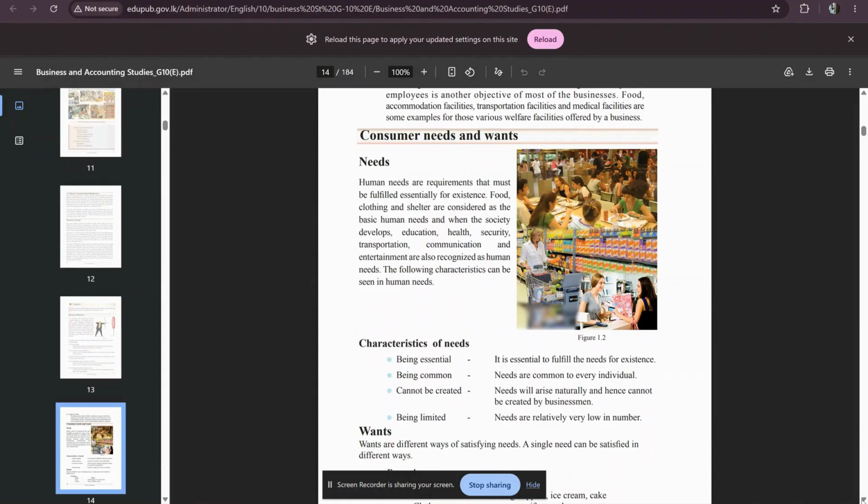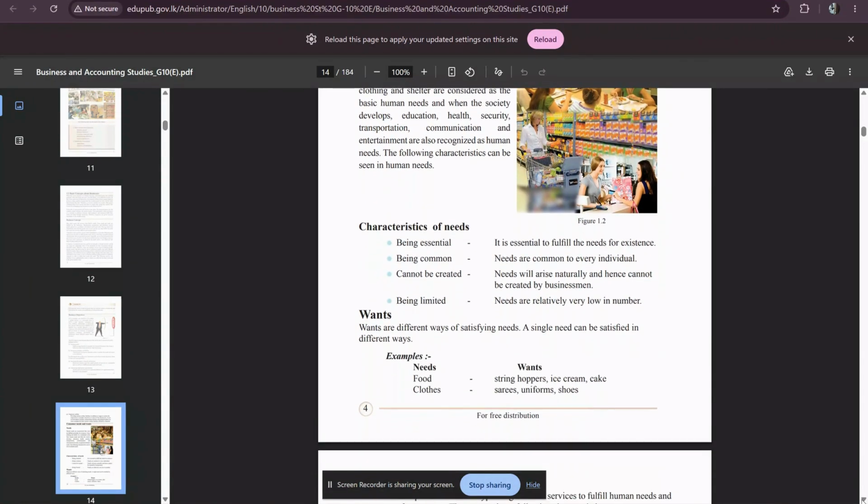Needs. Human needs are requirements that must be fulfilled essentially for existence. Food, clothing, shelter are considered as the basic human needs. And when the society develops, education, health, security, transportation, communication, and entertainment are also recognized as human needs. The following characteristics can be seen in human needs. So, human needs are essential, common, cannot be created, and limited.